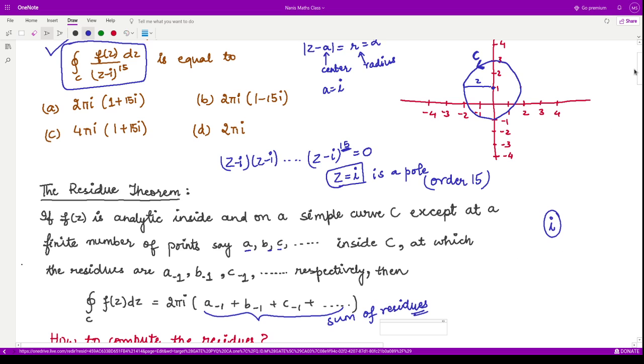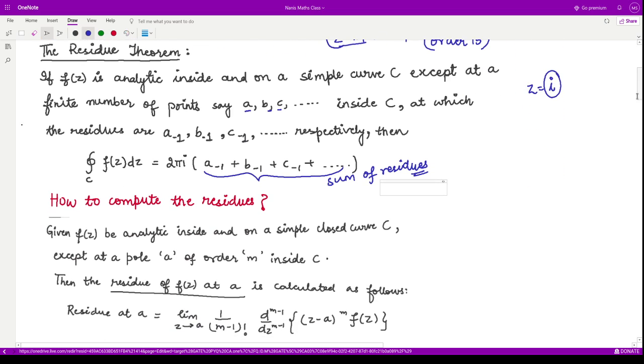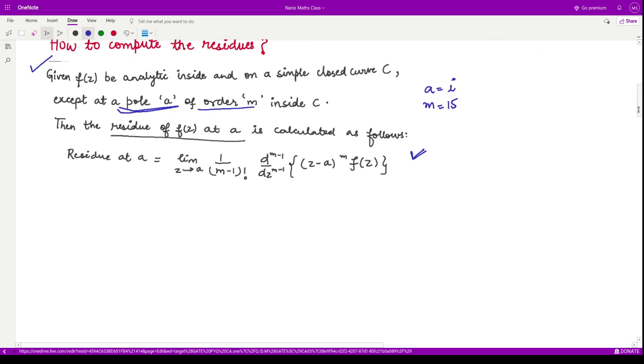So here we are to calculate the residue at the point z is equal to iota. In order to calculate this residue, we will use this result. It says that if we have any function which is analytic inside and on a simple closed curve C except at a pole A, and our pole A here is iota and it is of order m, so A is iota and m is 15, then the residue of that function is calculated using this formula.